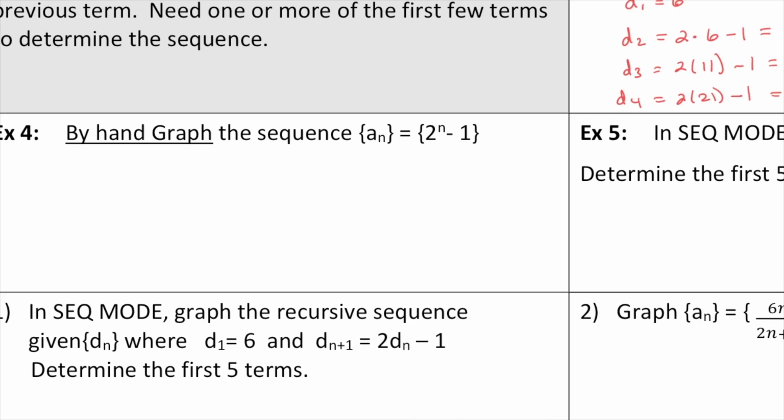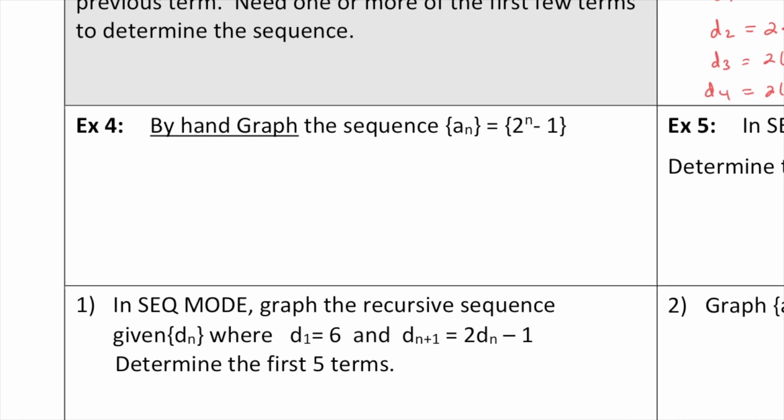Now we're going to graph this by hand. A sub n is 2 to the n minus 1. We need a list of values that we're going to be graphing. Starting out, our first term is going to be 1. The second term is 3, and the next term is 7. We're looking at the powers of 2 and subtracting 1 from each. So we have the first 5 terms.